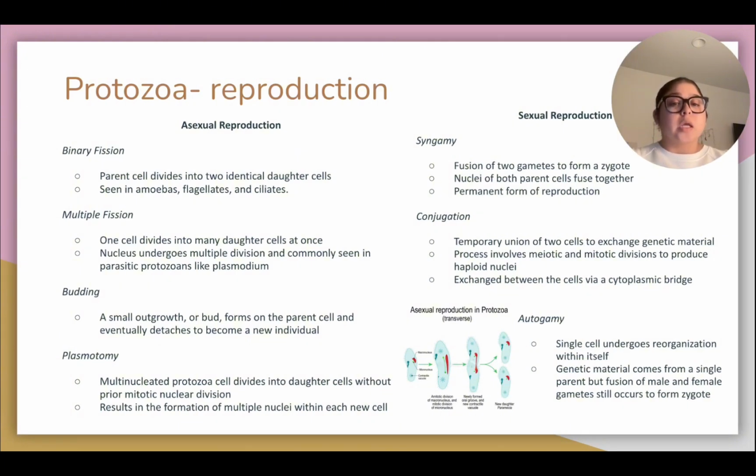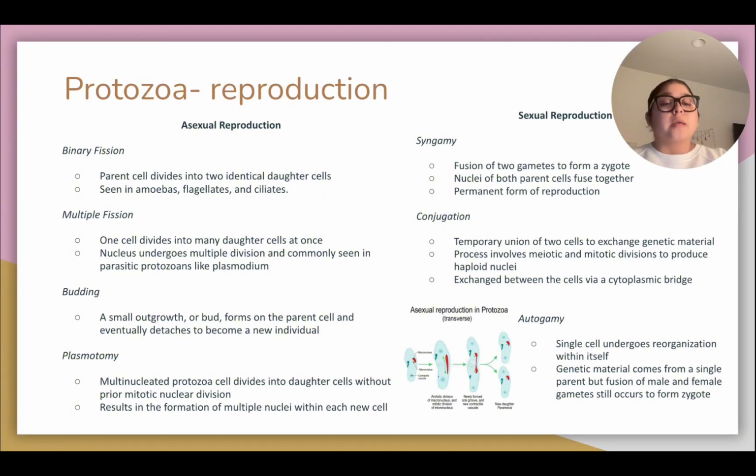And then as for sexual reproduction, the first is syngamy, which is the fusion of two gametes to form a zygote. The nuclei of both parent cells fuse together. The second one is called conjugation, which is the temporary union of two cells to exchange genetic material. This process involves both types of divisions to produce haploid nuclei, and this all occurs via a cytoplasmic bridge for the exchanges between the cells.